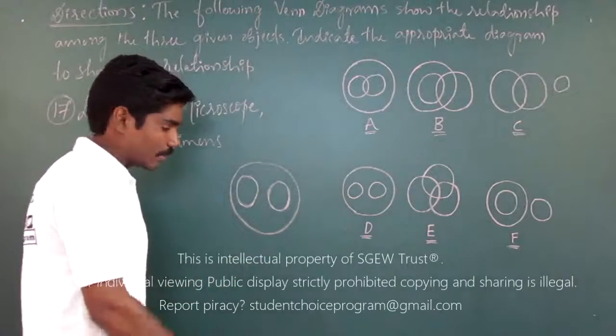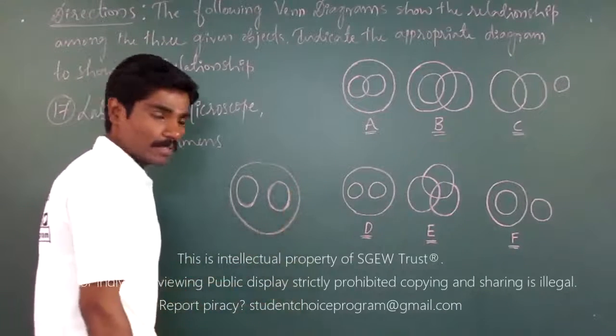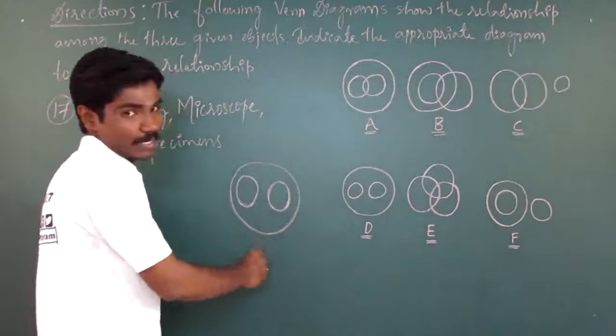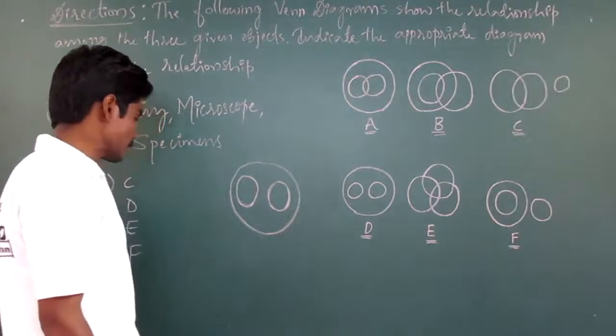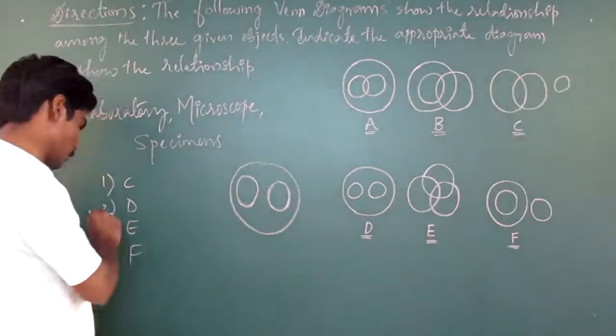So now let us compare our diagram with the given Venn diagrams. And when you compare with the given Venn diagrams, the Venn diagram D matches with our result. Therefore, let us check the given options. The first option is C, whereas the second option is D, which is the right option.